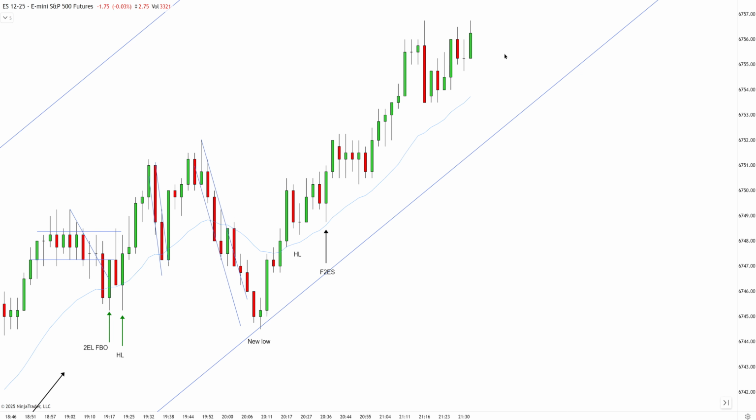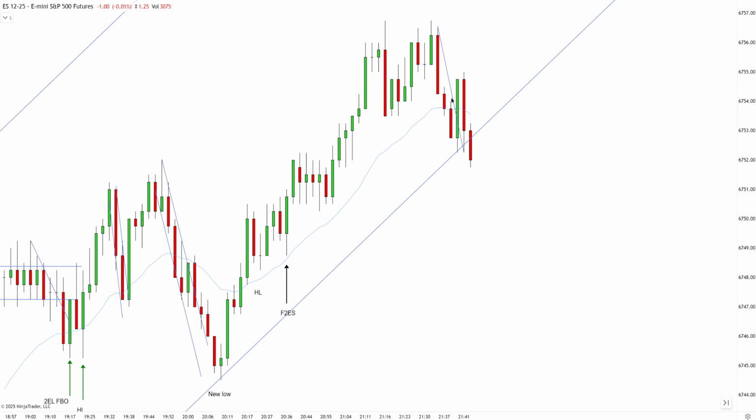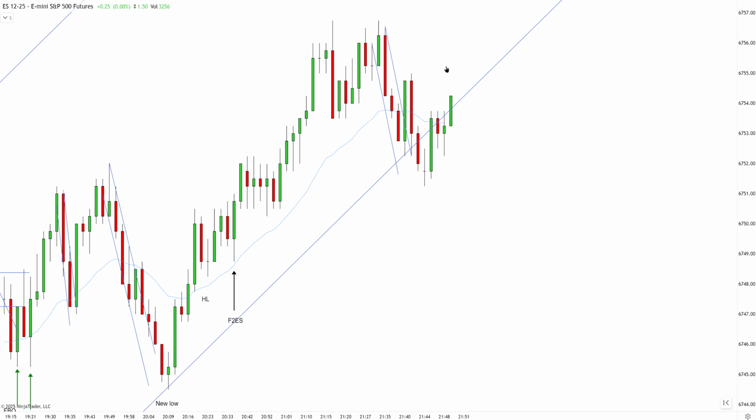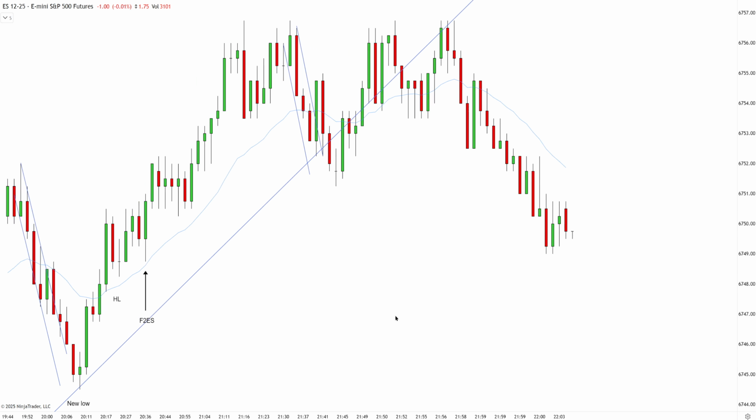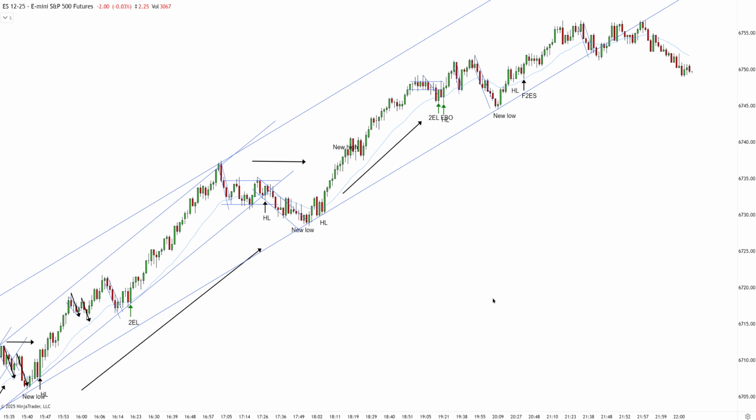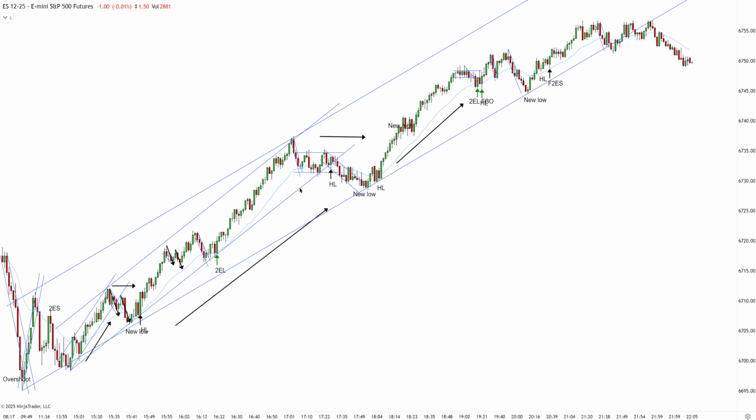New high first entry long, nothing. Gonna redraw the correction. New high first entry long. And now it's getting way too late, the market is about to close. Alright, so this is the overall structure for today. Very nice and strong uptrend day.